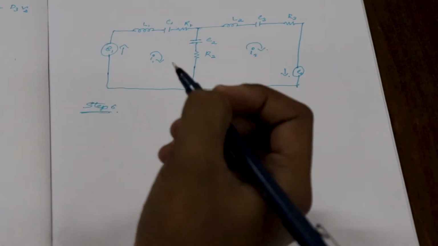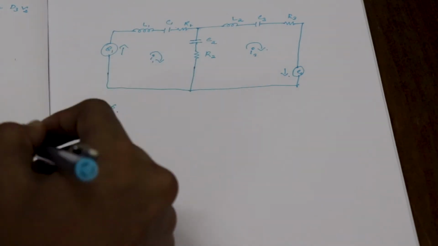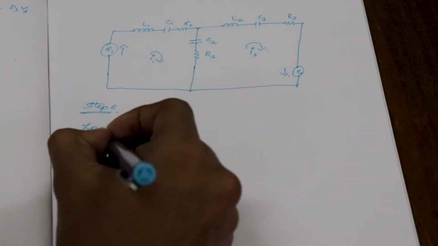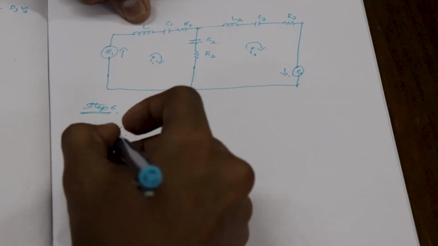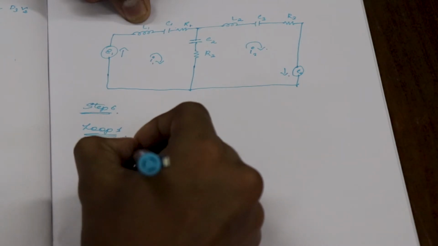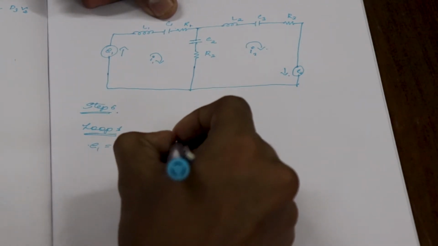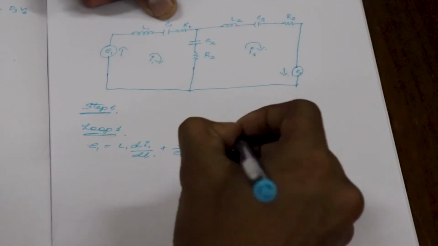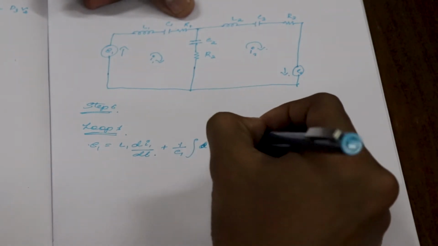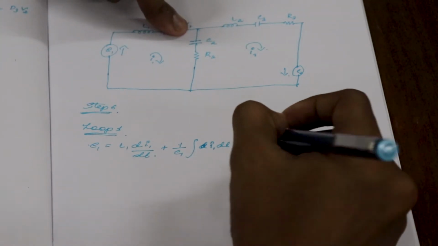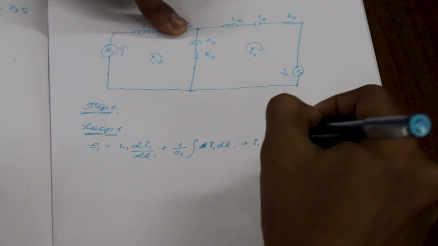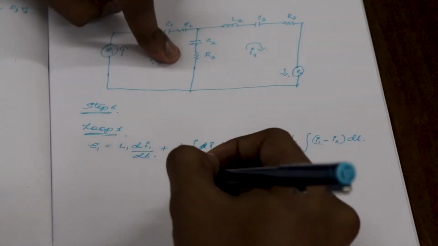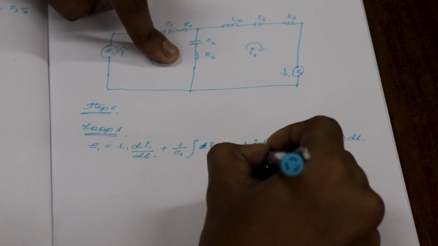Step 6. Writing the mesh equation for the given two loops. For loop 1, the applied force is replaced by the applied voltage. Therefore, E1 is equal to, for the inductor L1, L1 di1 divided by dt, and for the capacitor plus 1 by C1 into integral of I1 dt, and for the resistor plus I1 into R1. For the common elements, plus 1 by C2 integral of I1 minus I2 dt, and for R2, R2 into I1 minus I2.